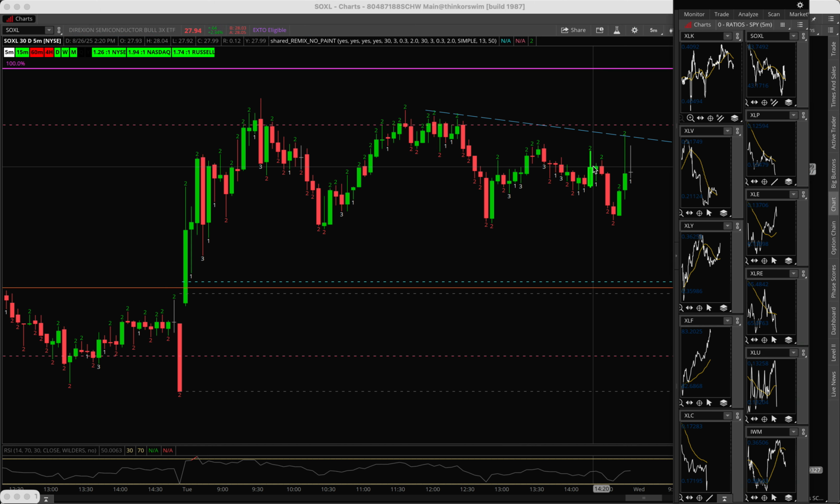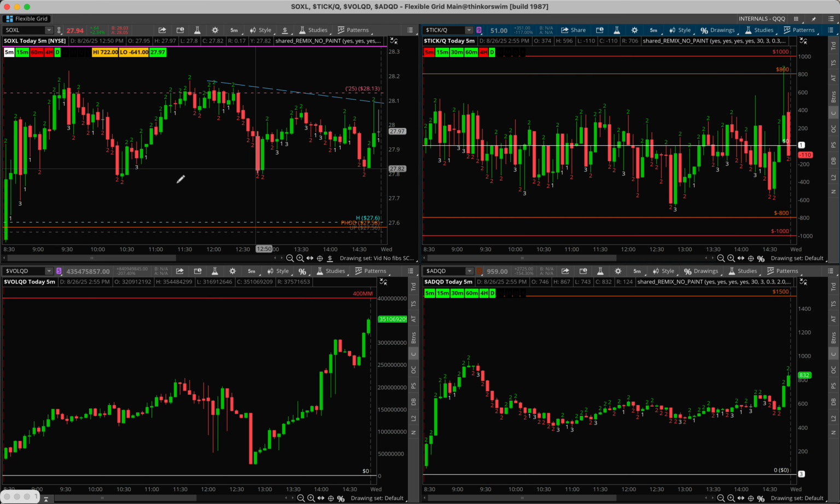If we take a look at the internals, you can see here's SOXL's price action, here's the tick, here's vol QD, money coming in versus money going out, and the ADQD, which is basically market breadth, or the QQQ breadth. So you can see in the morning, we opened positive. It wasn't anywhere near the trend higher zone, but we opened positive and then had a slight push up.